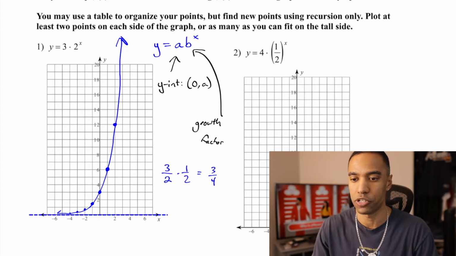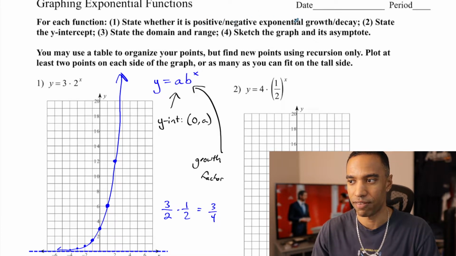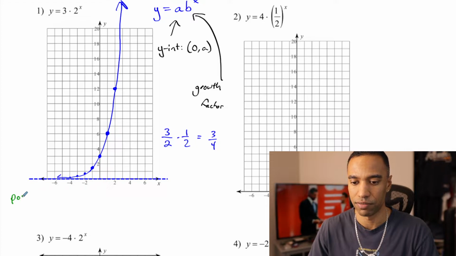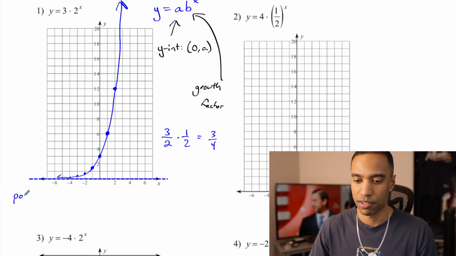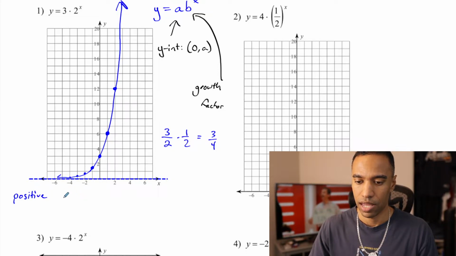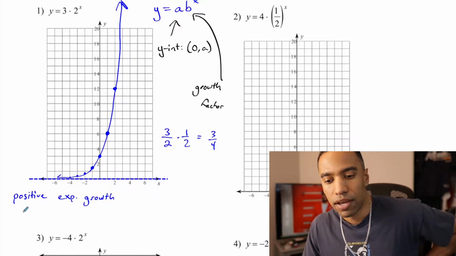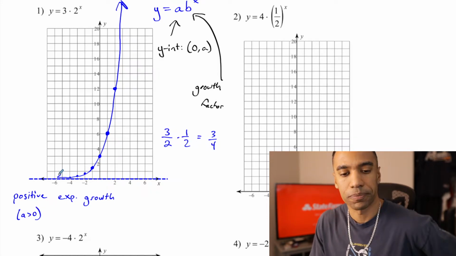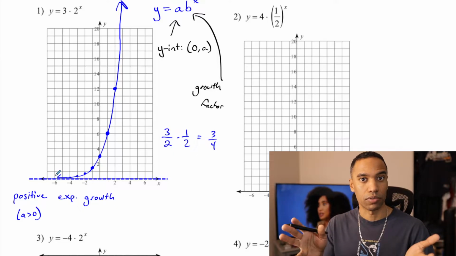Now, what are some of the features on this graph that I wanted to mention? I need to state whether it is positive or negative, and exponential growth or decay. I'll go ahead and tell you that this thing is positive. Let's use blue. This is positive exponential growth. Now, how do I know whether it's positive or negative? Positive is when your a value is positive, a value greater than 0, because it is above the asymptote right there.